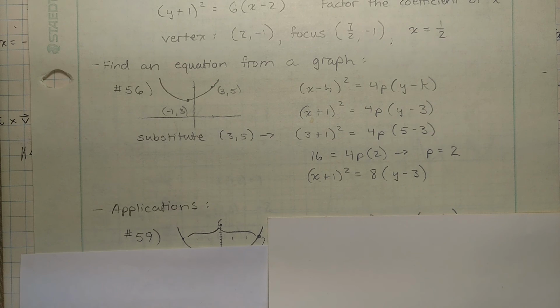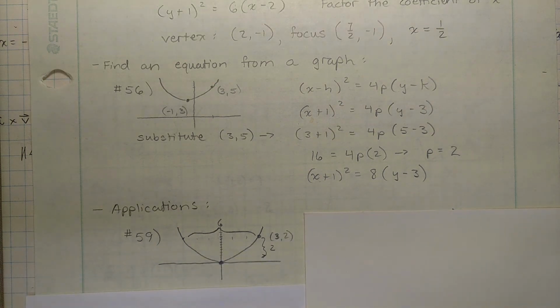Usually, we're going to put the vertex at the origin. So if we look here, what we're told here on 59 is we're not given this parabola in the coordinate plane.